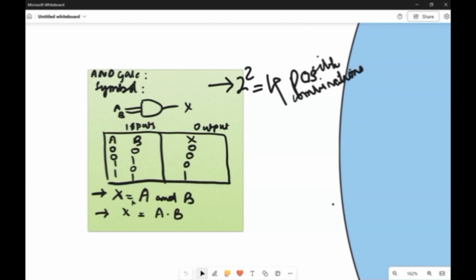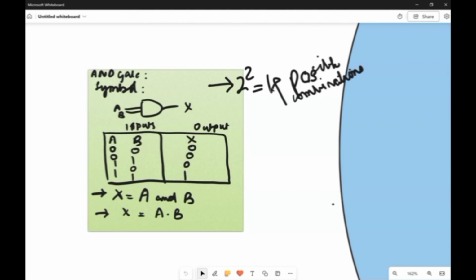The logic notation is X equals A AND B. In Boolean algebra, you would write A dot B. The dot operator means multiplication. You're multiplying A and B. The word AND signifies that you're multiplying. What are you multiplying? Your inputs, that is A and B. You're performing the AND operation on your inputs A and B.